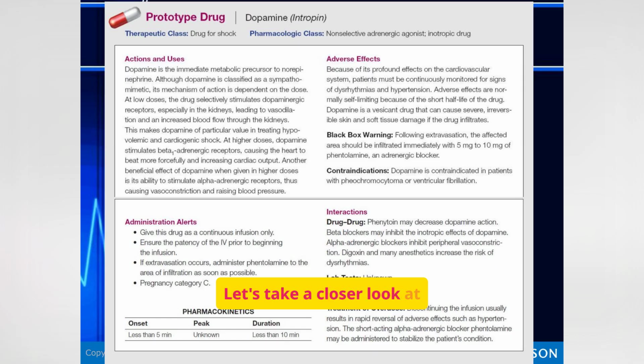Let's take a closer look at dopamine, including its actions, uses, and potential adverse effects. Dopamine supports BP and cardiac output. Monitor for arrhythmias, hypertension, and infiltration risks. Always use an infusion pump and check IV site regularly.